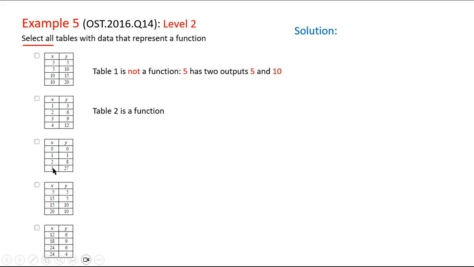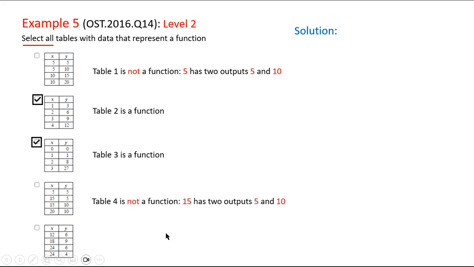Table 3, no repetition. See? So that's also a function. Look at this one here. 5 goes to 5, 15 goes to 5, and 15 goes to 10, which means 10 and 5 are assigned to 15, and that does not work. That makes it not a function. So table 4 is not a function. 15 has 2 outputs, 5 and 10. This last one is also not a function because the 24 has 2 outputs, 6 and 4.